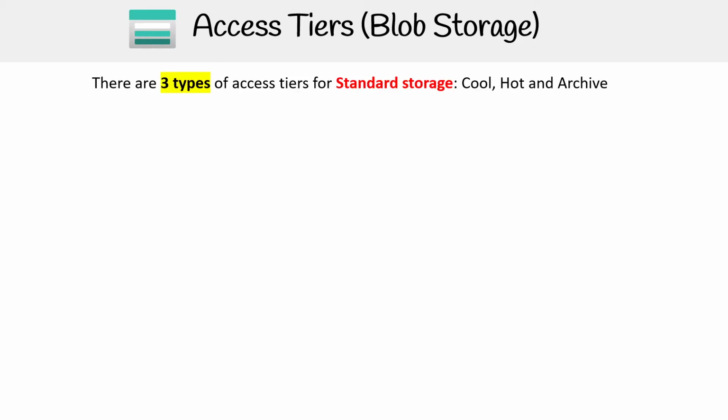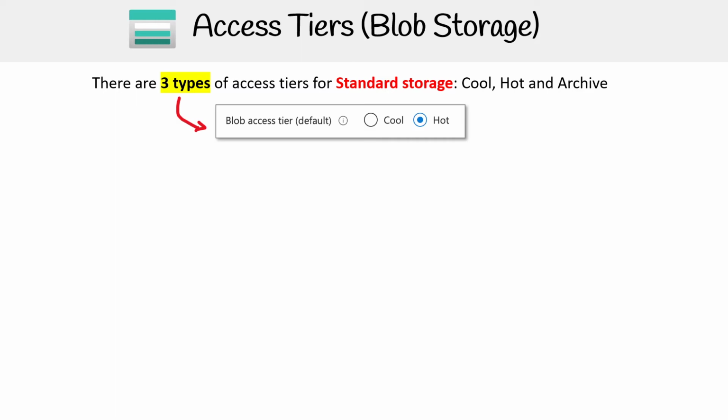So let's take a look at access tiers. There are three types of tiers for standard storage: cool, hot, and archive. And so you're going to have this option between cool, hot, and archive.